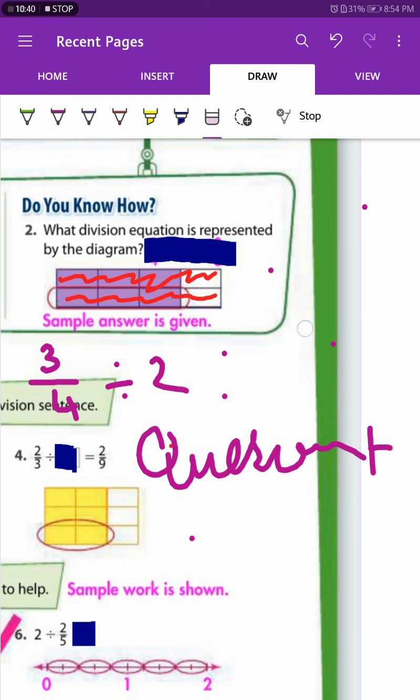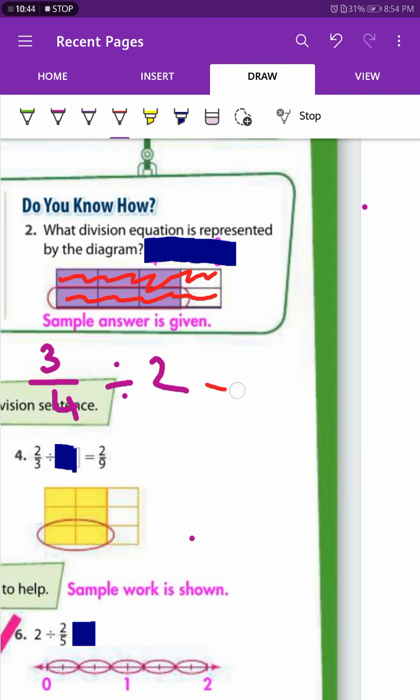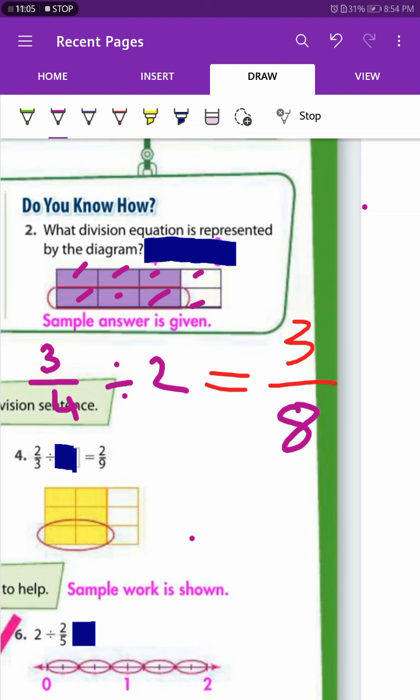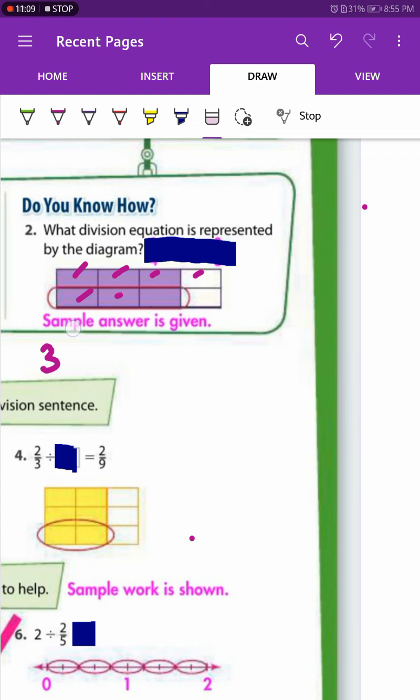Now it is equal to what? The quotient. In this case, he circled what? See how many squares he circled? He circled 3. 3 out of what? How many squares in all do we have? 1, 2, 3, 4, 5, 6, 7, 8. Okay, so it is 3 over 8. Okay, my dear student. Good.